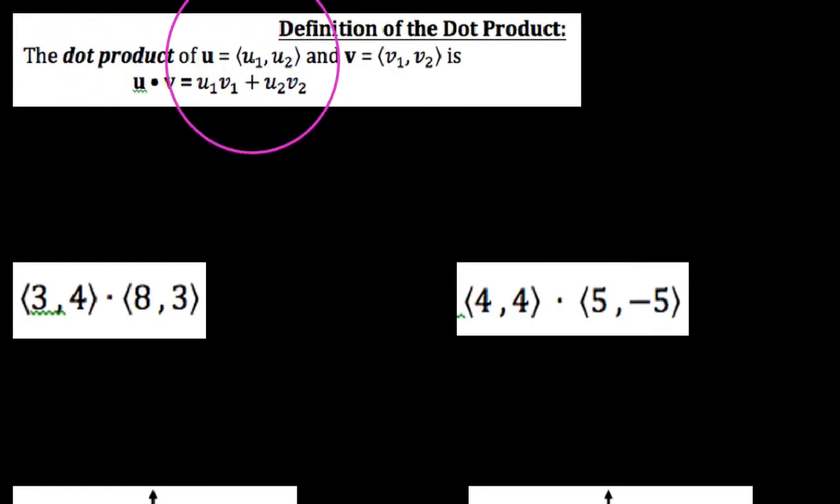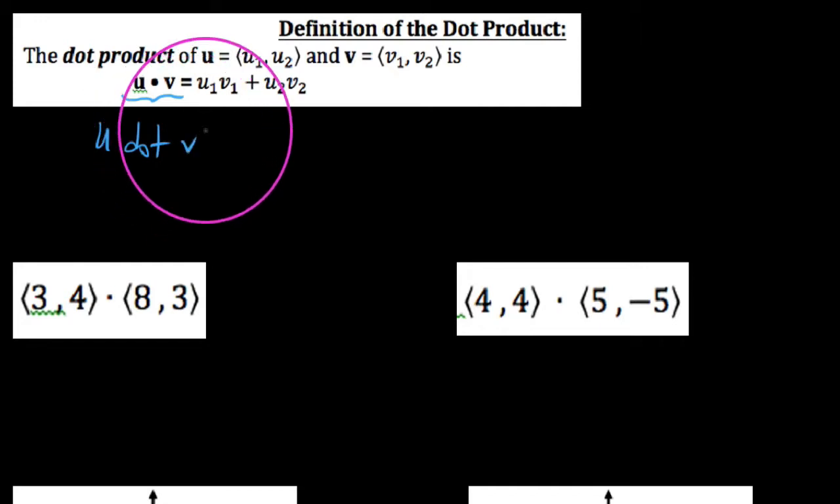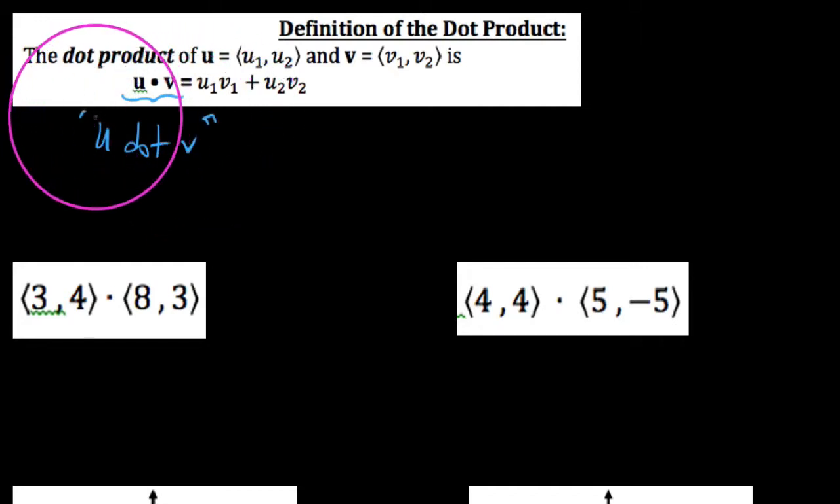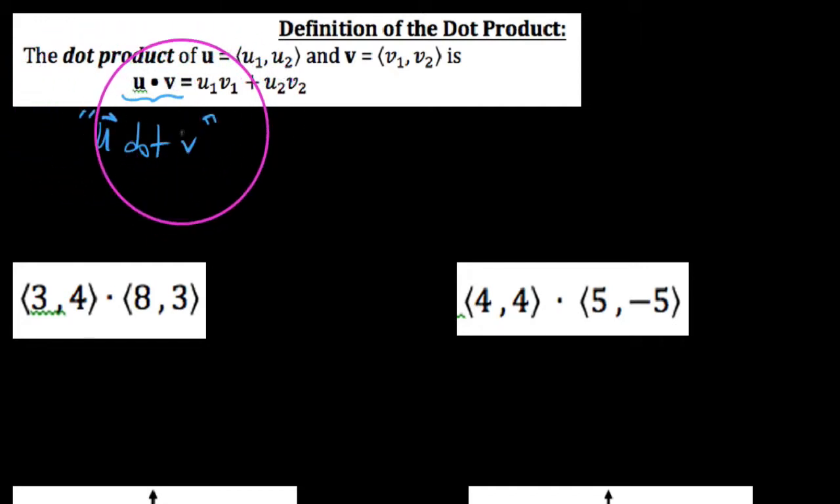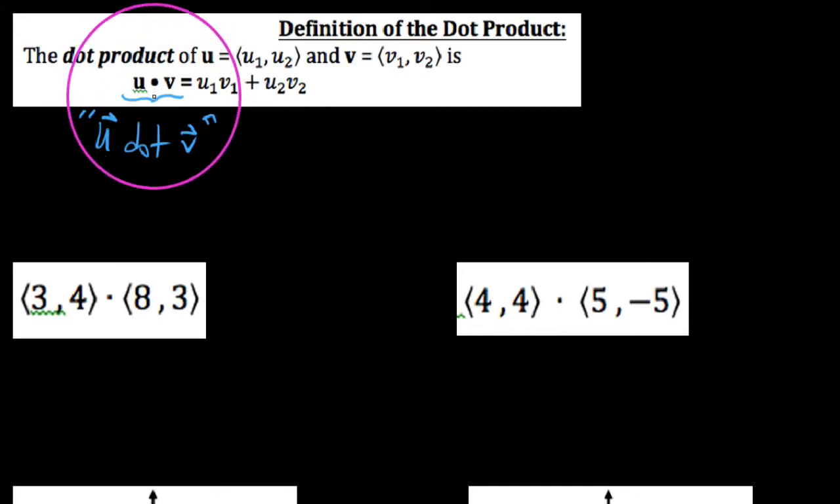We say the dot product of two vectors u and v is written this way. You would read it as "u dot v." We use this little multiplication dot here, and you can look at it as kind of multiplication. It equals u1 v1 plus u2 v2, and let's go ahead and point a few things out here.